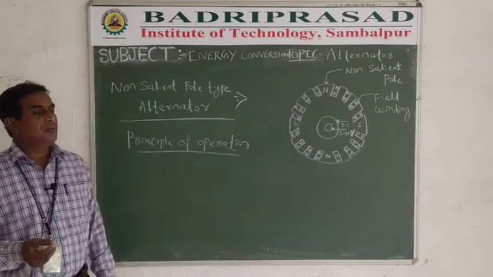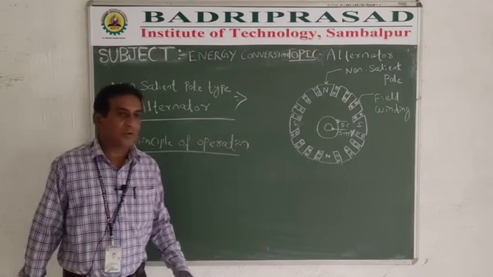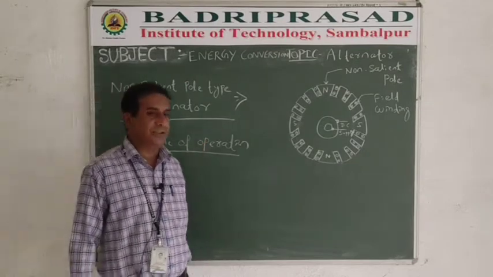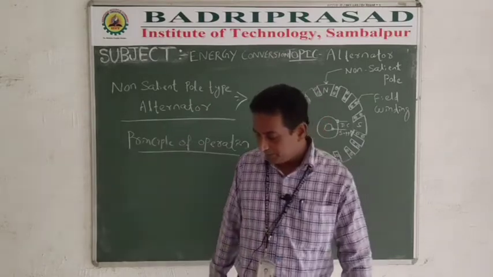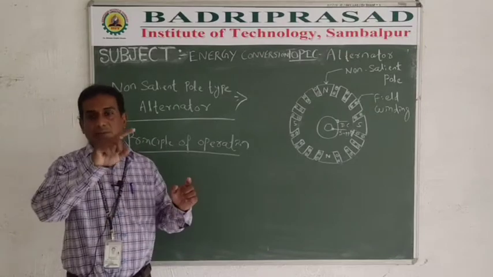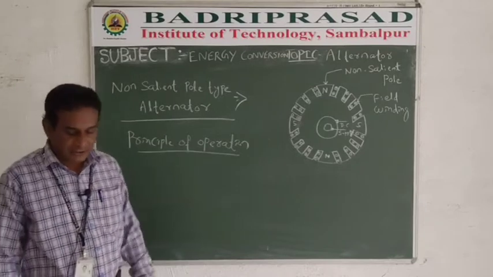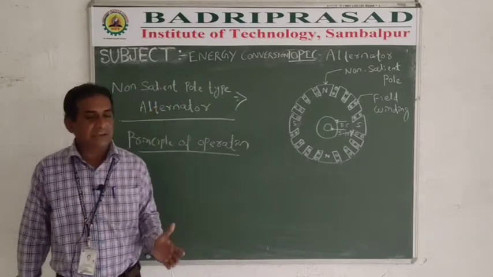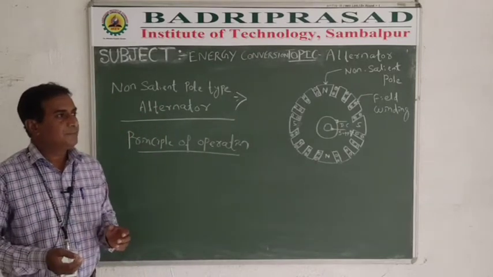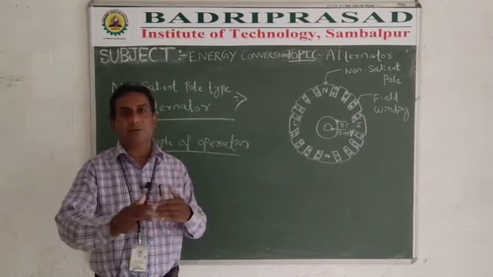So first the rotor field windings are energized by DC supply so that the adjacent poles become opposite. If there is a 2-pole rotor, then north and south poles will be created, and if there is a 4-pole rotor, then north, south, north, south. In this way, 4 poles will be created. It means that when DC supply is given, the adjacent poles become opposite. Thereafter, mechanical energy is given by the prime mover to the shaft of the rotor.